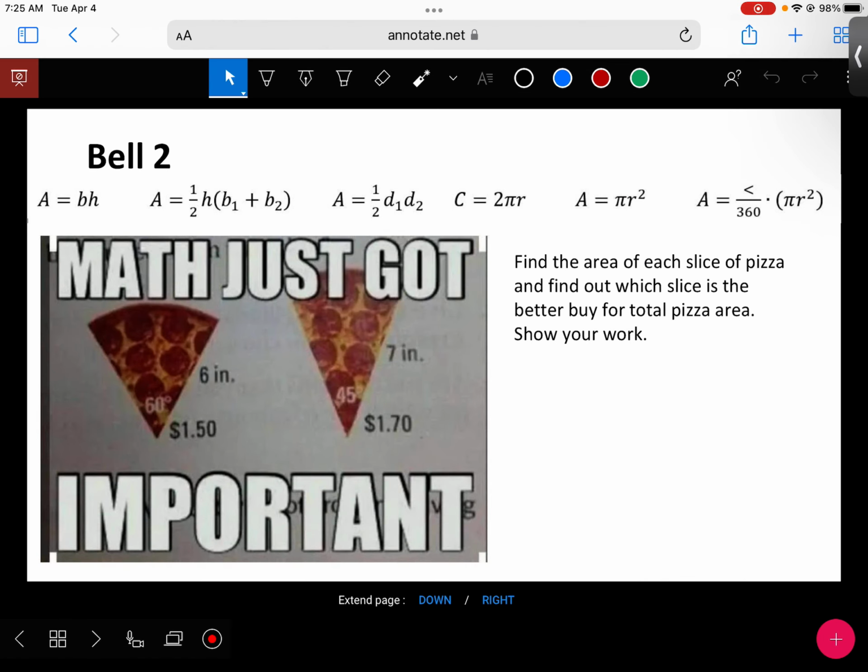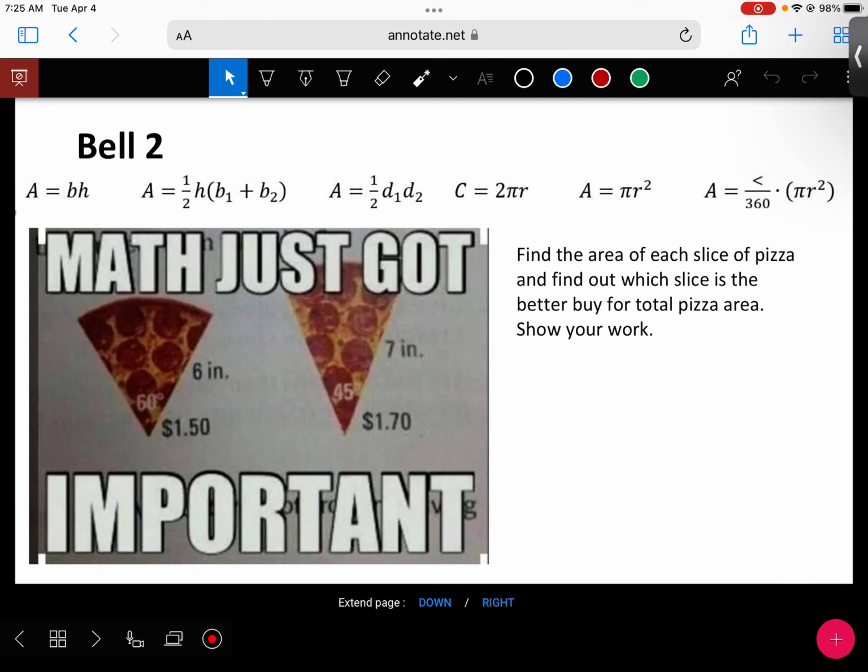All right, so bell work number 2. Math just got important when you're talking about size of slices of pizza. Find the area of each slice of pizza. We said these are sectors. We're going to use this formula.